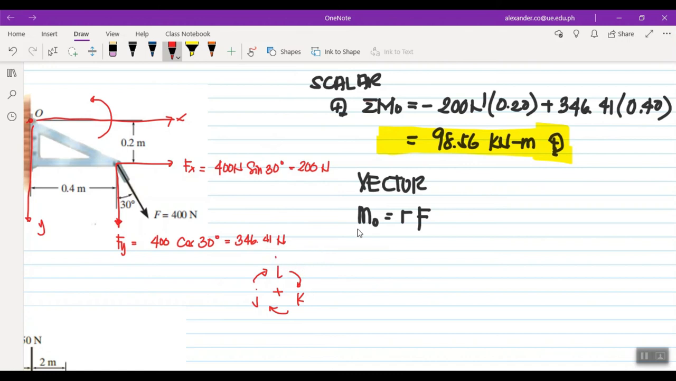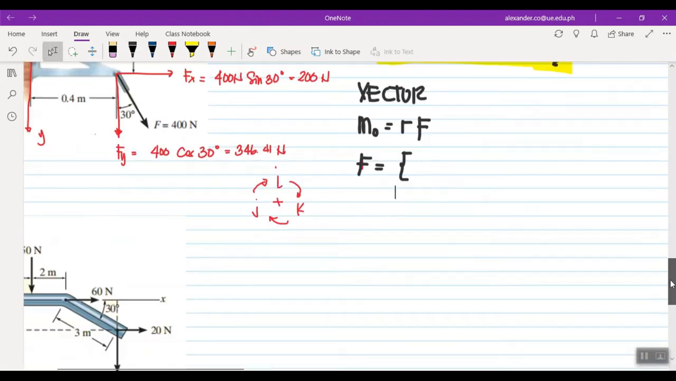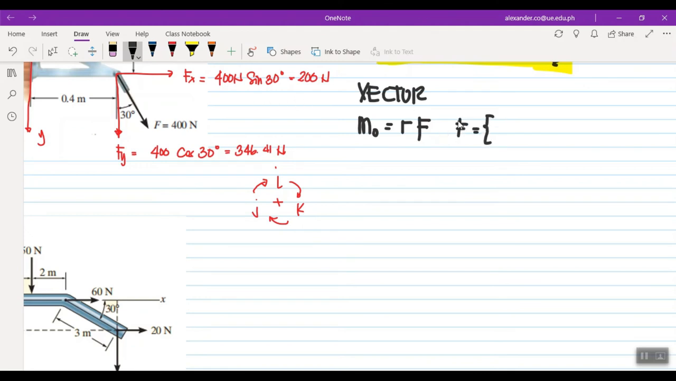Okay? Recall natin ngayon sa vector yung 98.58, tandaan nyo yung sagot, ha? Positive clockwise. Okay? So, dito, ano nga uli yung force? Okay, ano yung x? Okay, yung x, it's 400. Dito ko na lang muna lalagay. Force. Yung x muna, it's 200 positive I minus, kasi pababa, di ba? Pababa, that is 346.41 J. And the unit is in Newton.